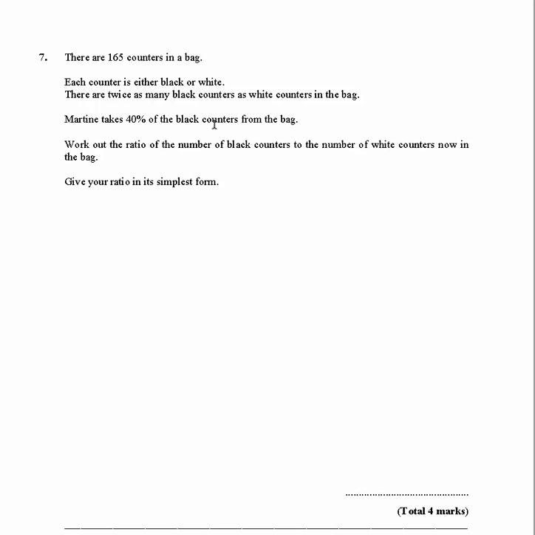Then you're going to find 40% of the black counters and take those away. So to find 40%, multiply by 0.4, it's a calculator paper. And then removing that number from the number of black counters you've calculated here will tell you how many you've got left. And that will then give you a number of black counters and a number of white counters, and that's your ratio, and then you need to simplify that to get the last mark.